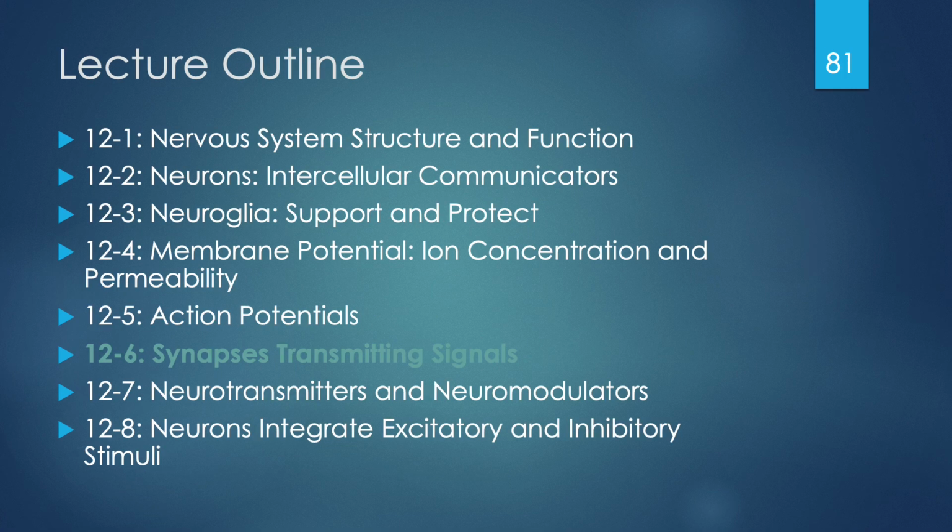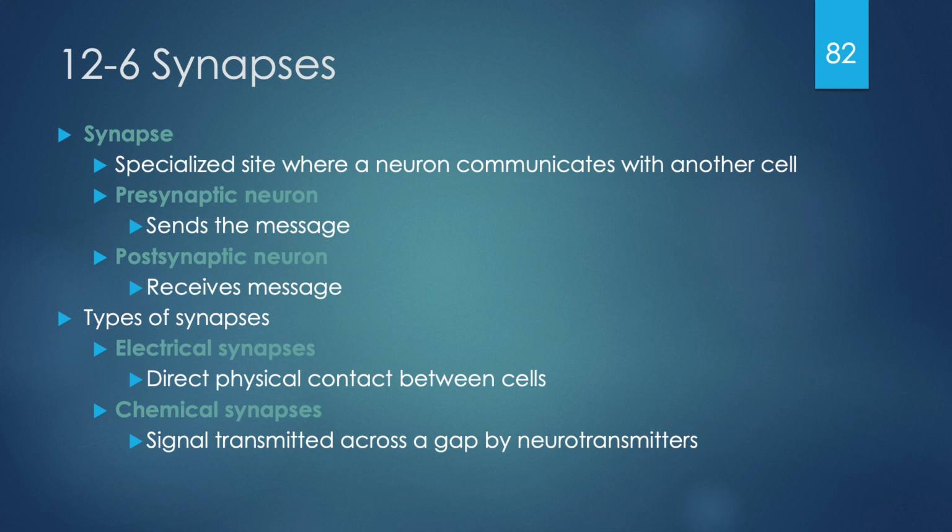Now let's talk about synapses. This is section 12-6 in your text. Synapses are the space between a neuron communicating with another cell. So they have to send the information via action potential from one neuron to another cell. So the one that is sending the message is going to be called the presynaptic neuron. And then if there's a second neuron that's receiving the message, that will be called the postsynaptic neuron.